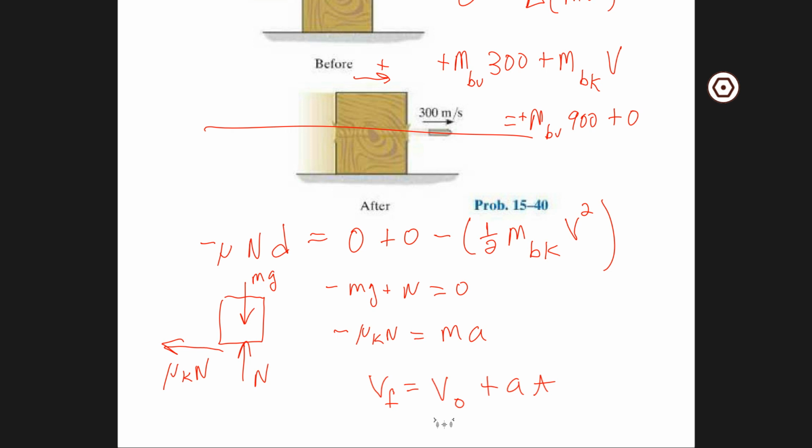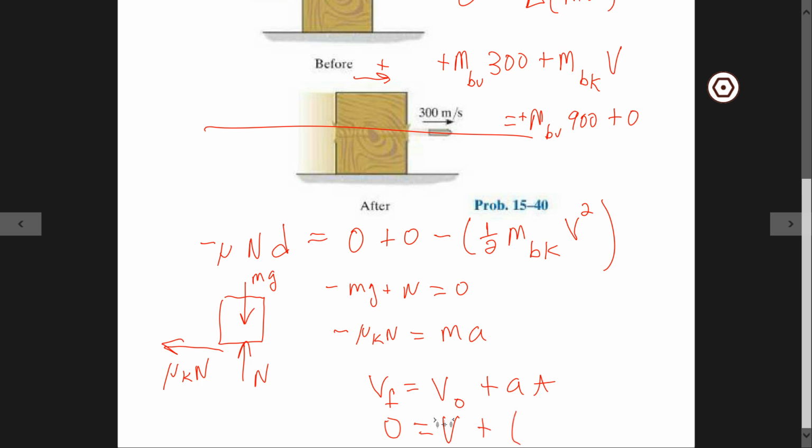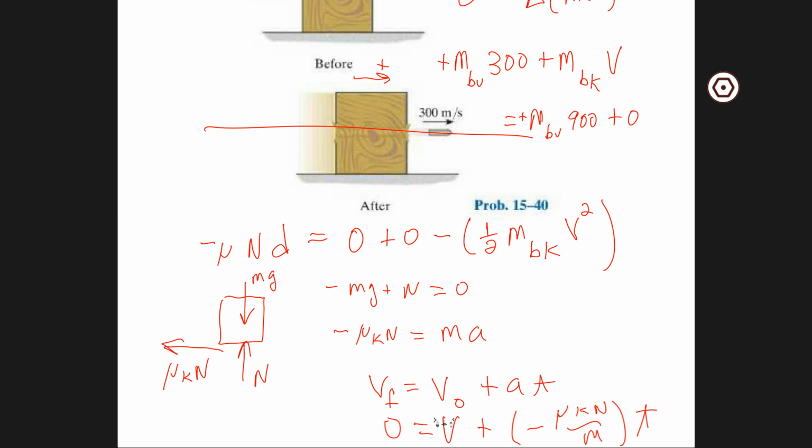Okay? So here I'm going to plug in, what's the initial velocity? Nope. It's V. It's the one I solved for, right? So this is V that came out of the block, right? What's the final velocity? 0. He stops. Plus, what am I going to put in here for the A? Minus mu K N over M times T. How many unknowns in that equation? 1. Can you solve it? Okay. Was it really hard?